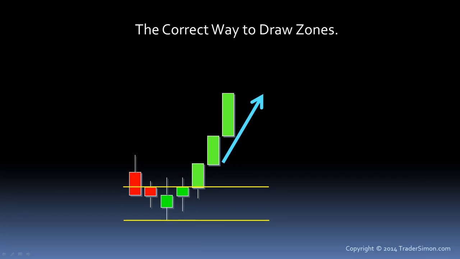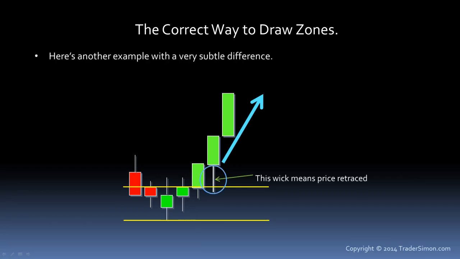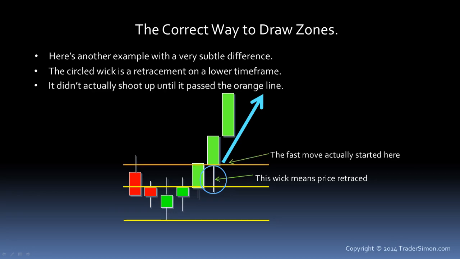Here's another example with a very subtle difference. The circled wick is a retracement on a lower time frame. It didn't actually shoot up until it passed the orange line. If you drill down the time frames, there would be a bunch of down and up candles where the wick is. So you could have an order to buy at the orange line, but there is nothing wrong with having an order at the yellow line either. It all depends on your risk, which we will cover later.